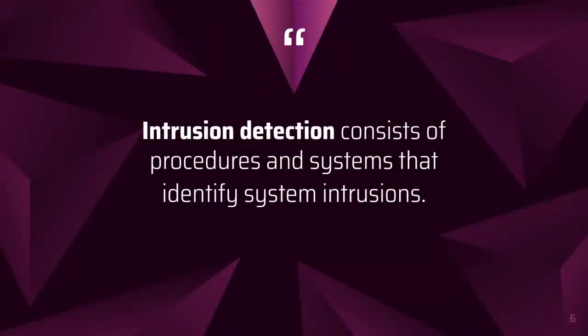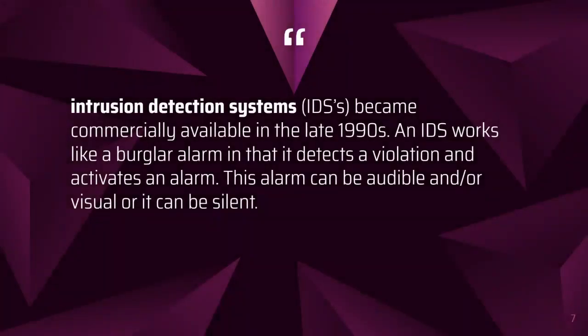Intrusion detection consists of procedures and systems that identify system intrusions. Intrusion detection systems, or IDSs, became commercially available in the late 1990s. An IDS works like a burglar alarm in that it detects a violation and activates an alarm. This alarm can be audible and/or visual, or it can be silent.